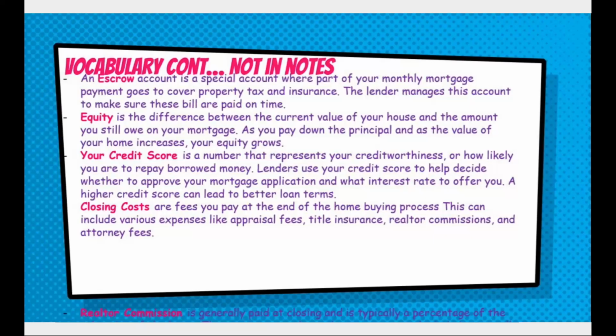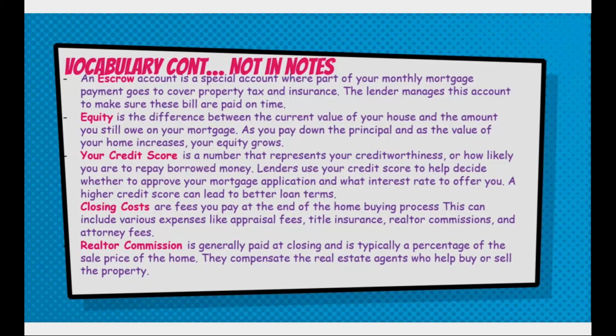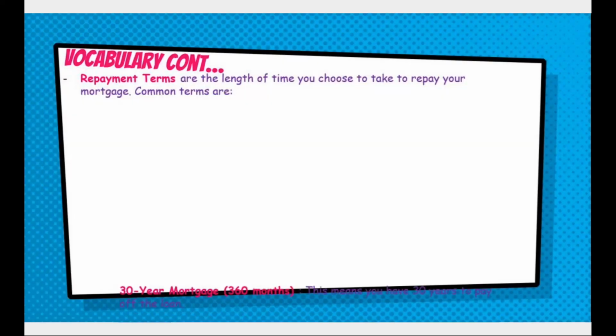Typically, it's like 3% for the buyer realtor and 3% for the seller realtor. So you're paying like 6% of the purchase price of your home towards realtor fees, and that can get up into the tens of thousands of dollars. Realtor commission is generally paid at closing and is typically a percentage of the sales price of a home. They compensate the real estate agent who helps buy or sell the property.